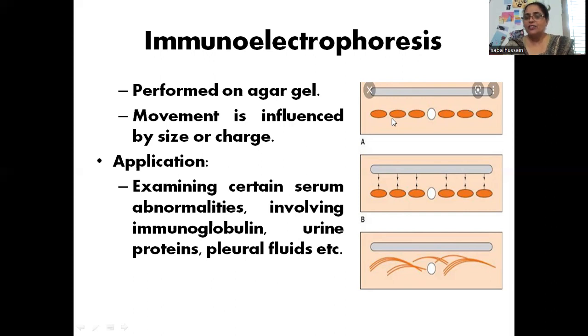Different antigens are filled, and another trough is made. There is another trough. In this trough, antibody is filled. This is a trough in the agar gel where antibody is filled. So they will move towards each other, and lines of precipitates will be formed.